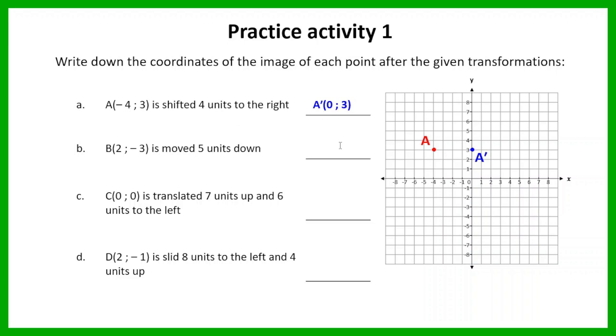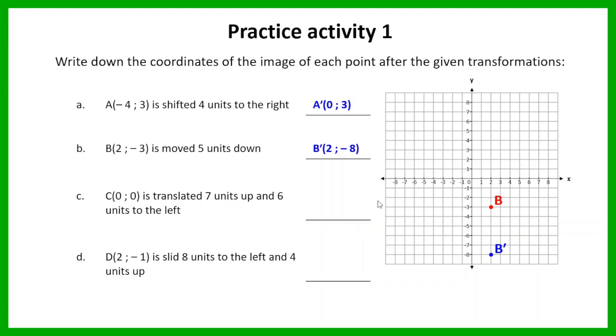Then the next one, point B has the coordinates 2, minus 3. So that's going to be over here. And it needs to be moved 5 units down. So we're going to take this and go 1, 2, 3, 4, 5. And we're going to end up with our point over here. That is the point B prime, which has the coordinates 2, minus 8. So that's what we should have got for that one.